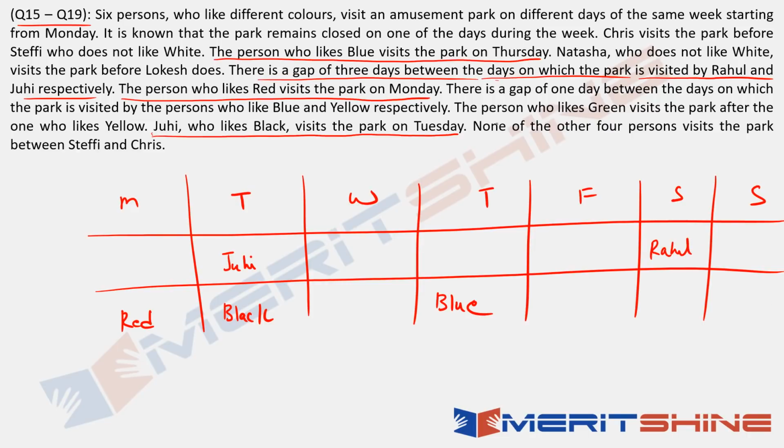Fine. Look at this. There is a gap of 1 day between the days on which the park is visited by the persons who like blue and yellow respectively. So this is blue. Yellow cannot come here. So the only possibility is this. So this becomes yellow. I haven't used any logic till now.